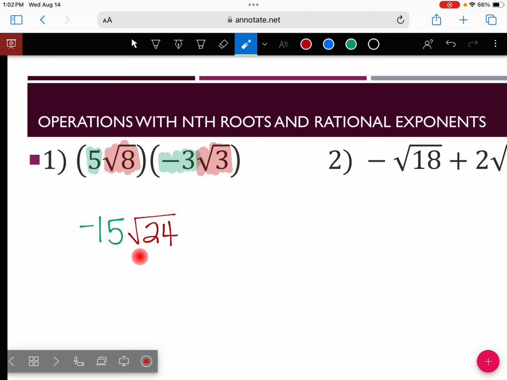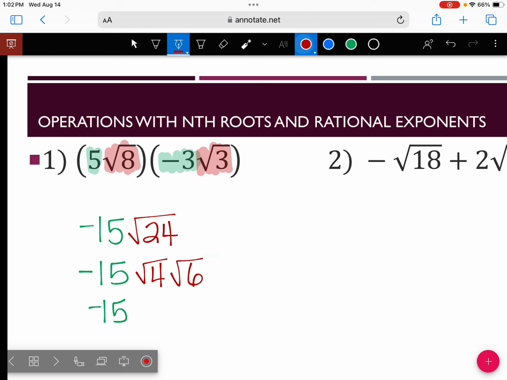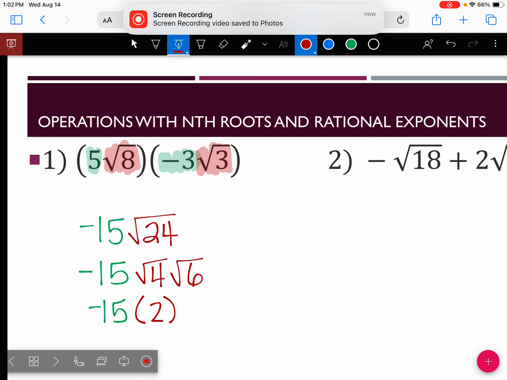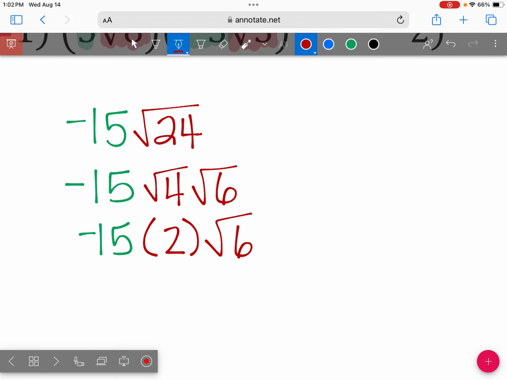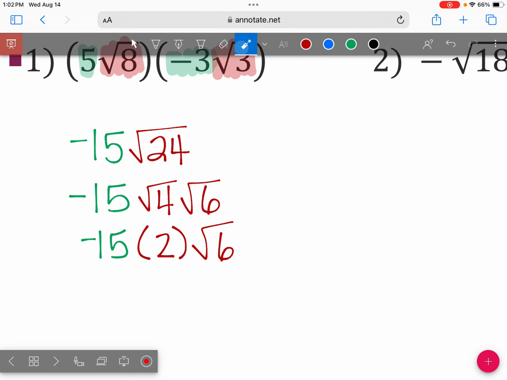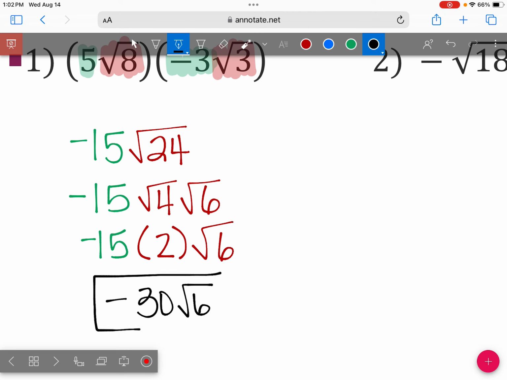Looking at those perfect squares, 4. 4 times what is 24? So I want you to break that radical apart to 4 times 6. So then that would give you a -15. The square root of 4 is 2. And then the square root of 6. All right. So now we're just going to multiply our numbers together. And when you multiply -15 times 2, your final answer would be -30 square root of 6.